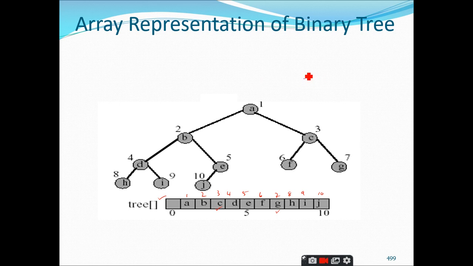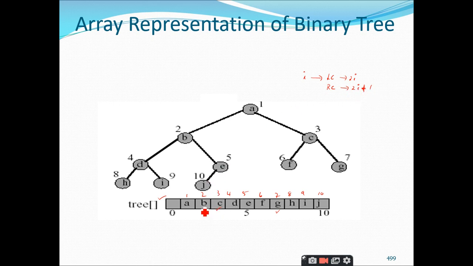So if i is the node number, what could be the left child number? 2i, sir. 2i. And what could be the right child number? It is 2i plus 1. Right. So the same thing will be applied here also, right?